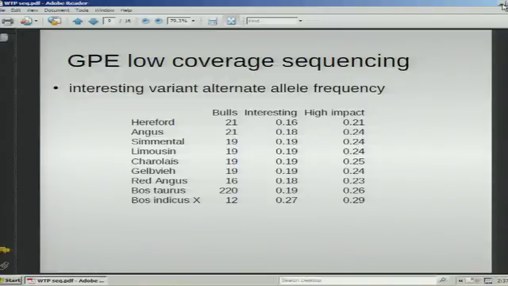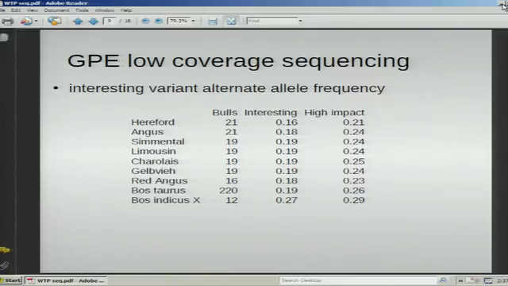And I thought I'd take a look at alternate allele frequencies, where the reference allele is what's in the Hereford reference sequence, and the alternate is whatever else we saw from the bulls. The Hereford has lower frequency than the other breeds for both the interesting and high impact variants, but none of these are extremely rare. If you look at the Taurus versus the Indicus cross bulls that we have in this set, they have higher alternate allele frequencies than the Taurus bulls.